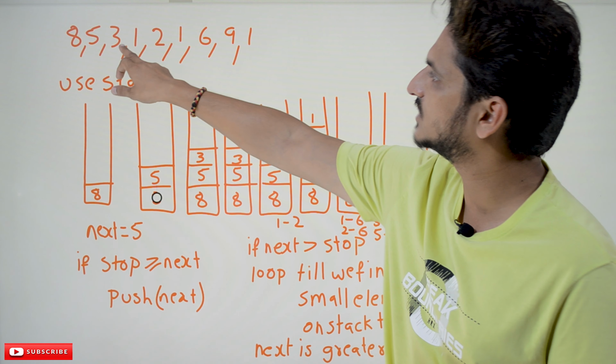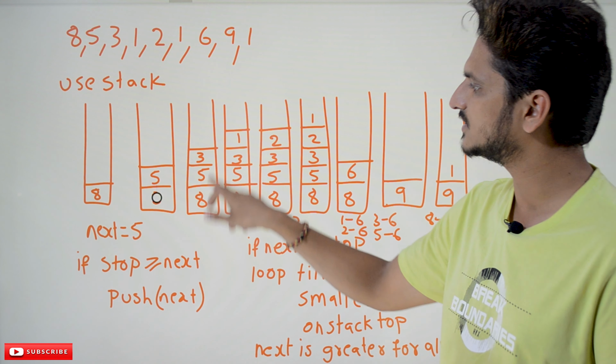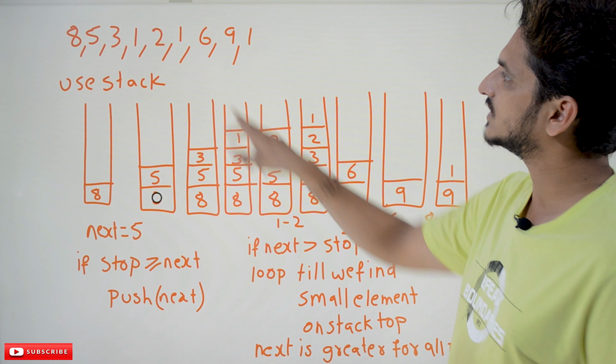So what's the next element? 3. Which is stack top greater than or equal to 3? Yes, push onto the stack. Now the stack contains 8, 5, 3. What's the next element? 1. Push onto the stack. What's the next element?